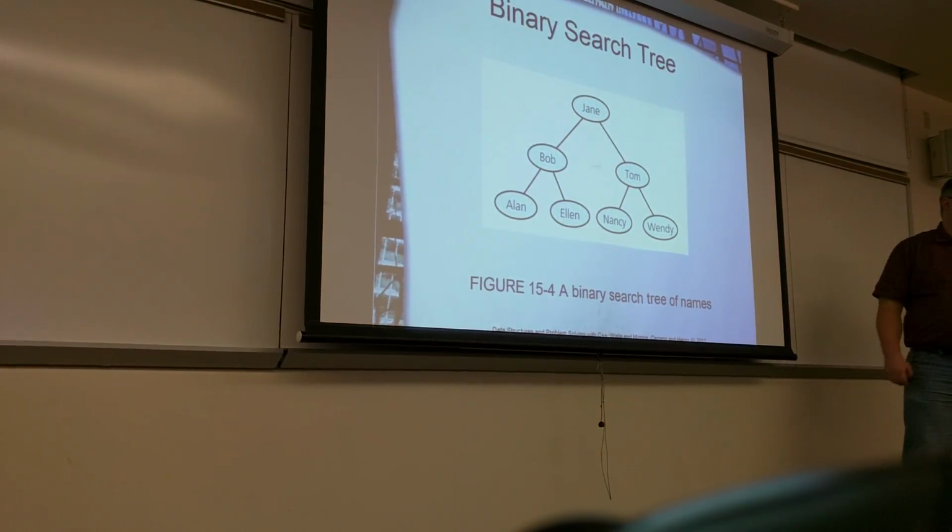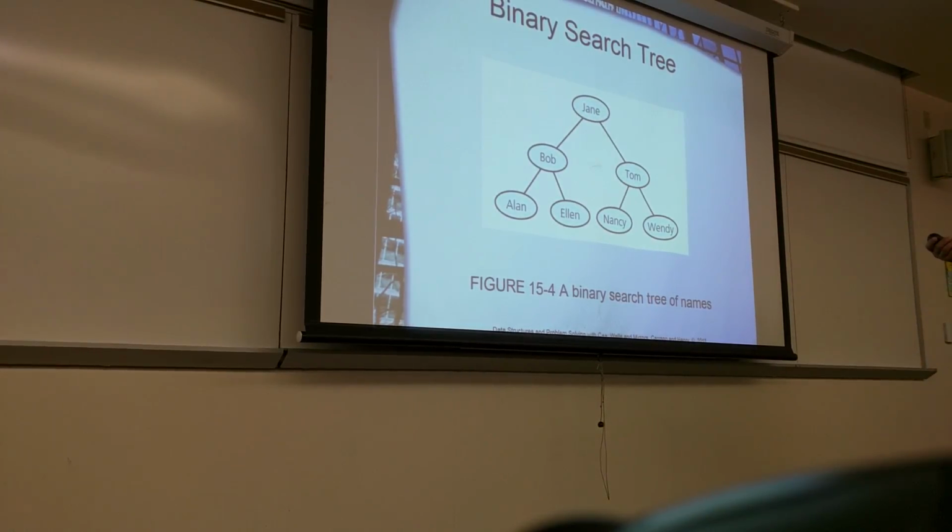Yes? So what happens if you were to put in the name Aaron, like A-A-R-O-N? Where would it go into that list? Sure, that's a good question. We're certainly going to talk about how we insert, but let me just answer how we do that now. So Aaron is less than Jane, less than Bob, less than Alan. So you would end up adding another node right here.